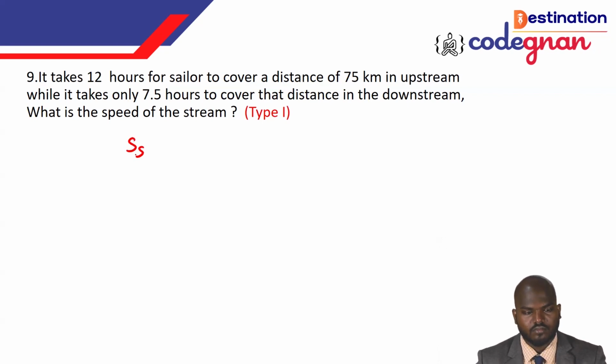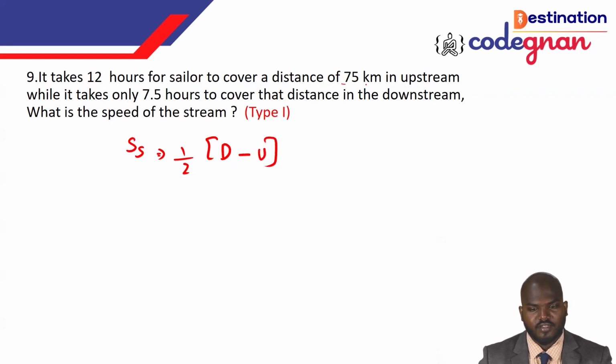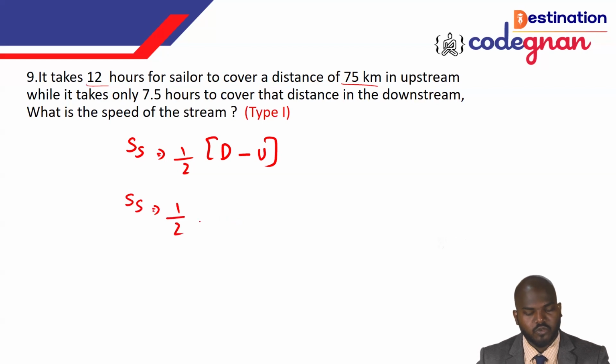It's a direct question. The speed of the stream we can call as 1 by 2 times of the speed of the downstream minus upstream. In upstream they are saying that 75 over 12. Okay, guys, so we can see this one. That is the speed of the stream. We can call it as 1 by 2. So d minus u is the formula.